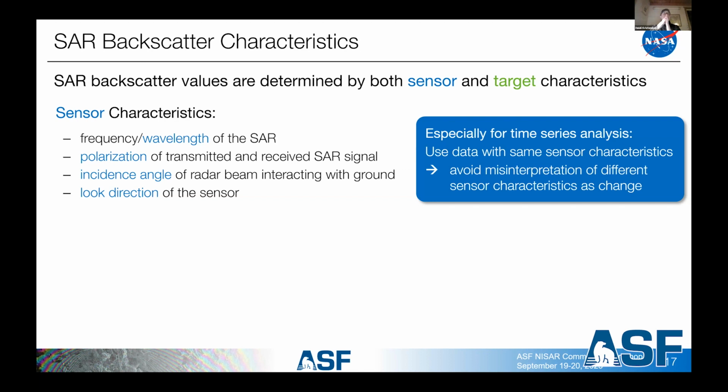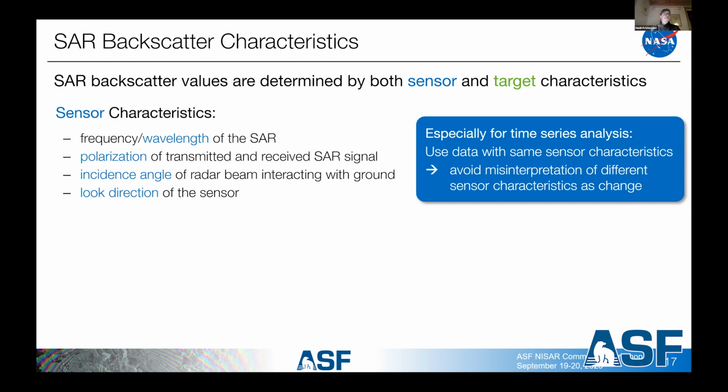In addition, there is a range of incidence angles that occurs across an image acquisition, because there is the near range and the far range as the sensor is looking down. And so the incidence angle from the far range will be a little bit different than from the near range, even in the same image.